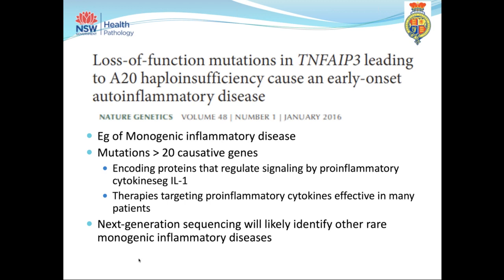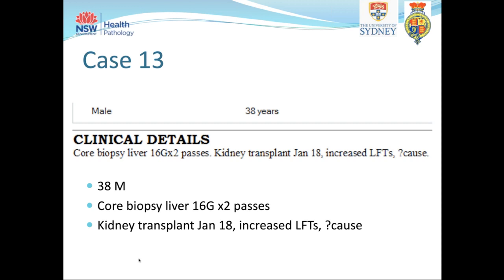as some of these genetic studies are starting to show. So mutations, in fact, have been described in over 20 genes encoding various proteins that regulate signaling by pro-inflammatory cytokines, such as interleukin-1. The important thing being that some of the therapies targeting these may be effective in many patients. And next-generation sequencing will undoubtedly identify some other rare monogenic inflammatory disorders.